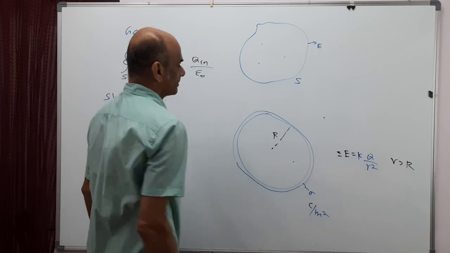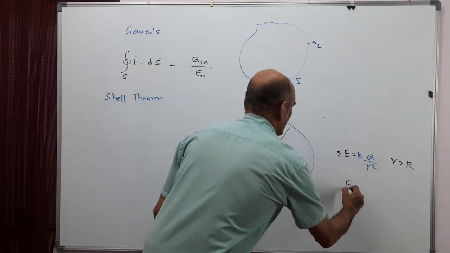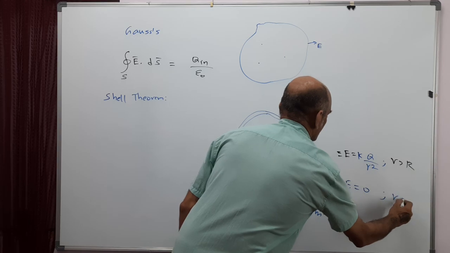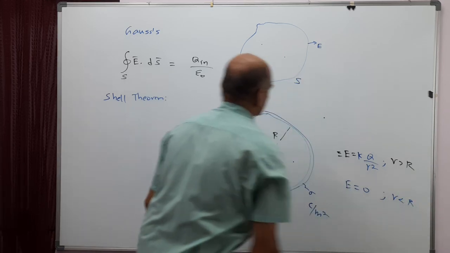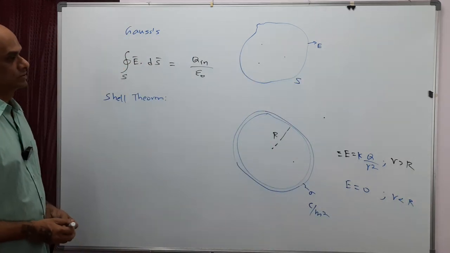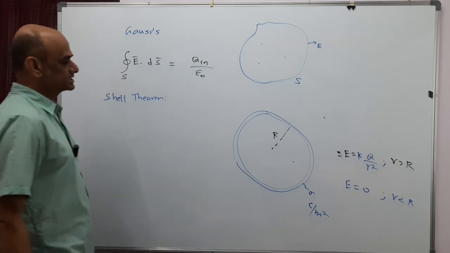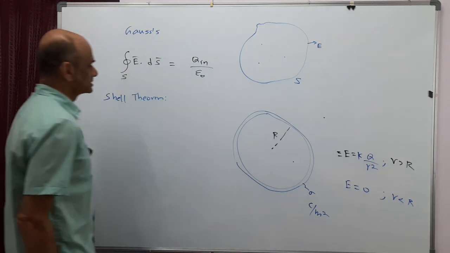For inside the shell, the electric field is 0, for r less than capital R. So this is Shell theorem. But the important condition is the sigma should be uniform throughout the surface.